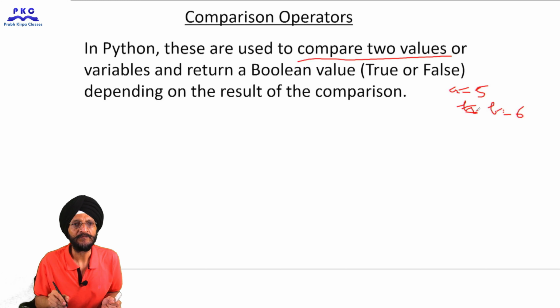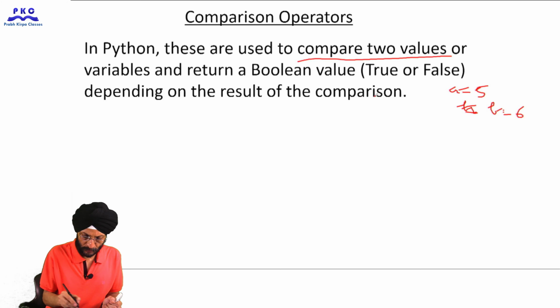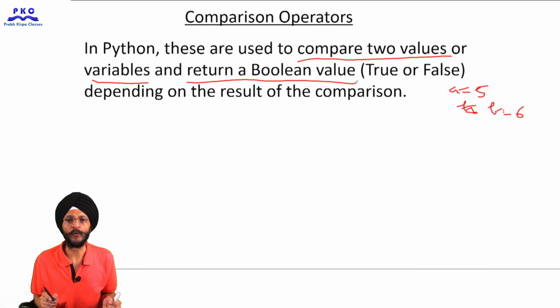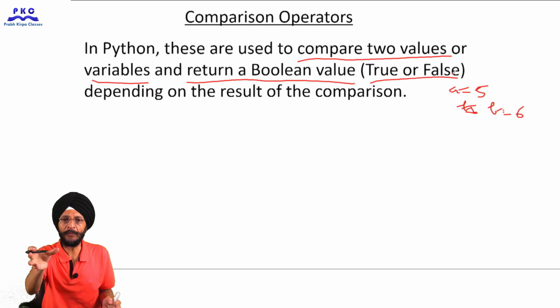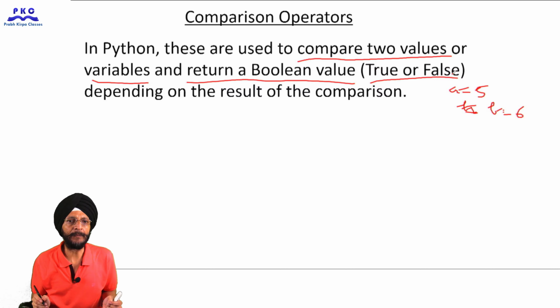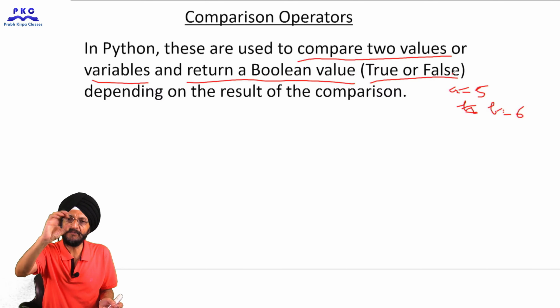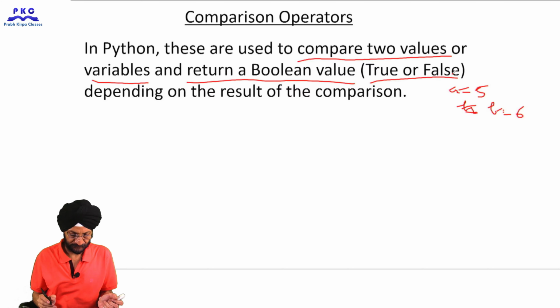So in Python, comparison operators are used to compare two values or variables and return a Boolean value, true or false, whether A is equal to B, whether 5 is equal to 6, for example, depending on the result of the comparison. What is the result of the comparison? It will be given as true or false.